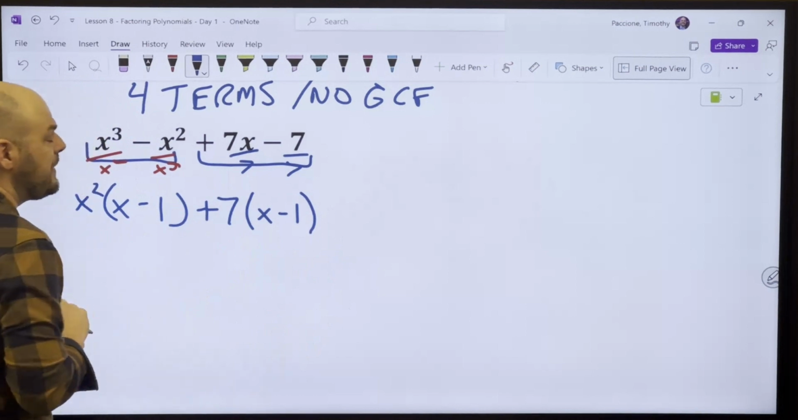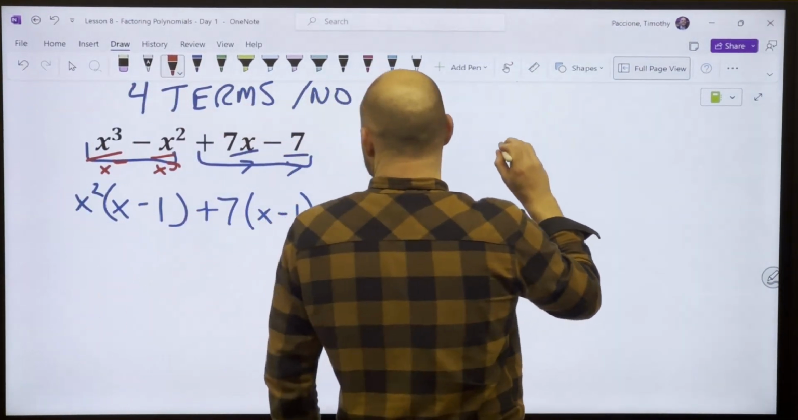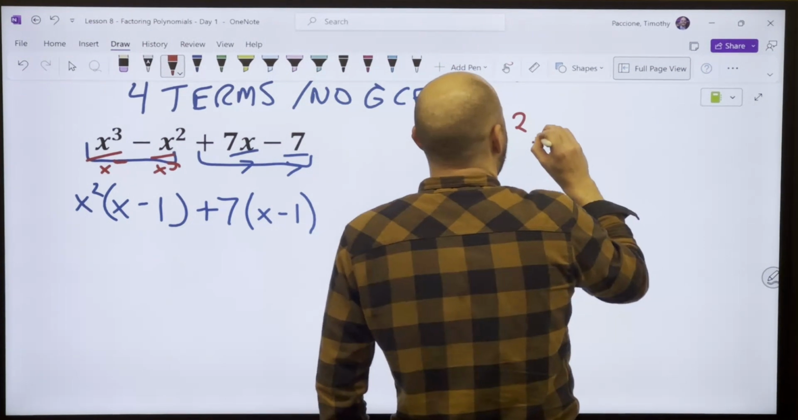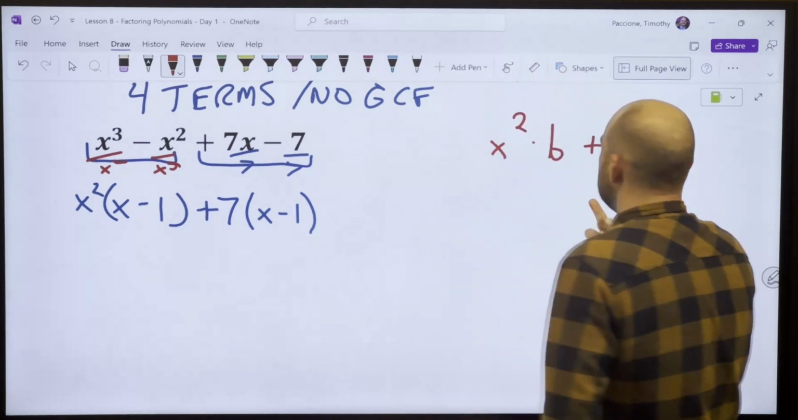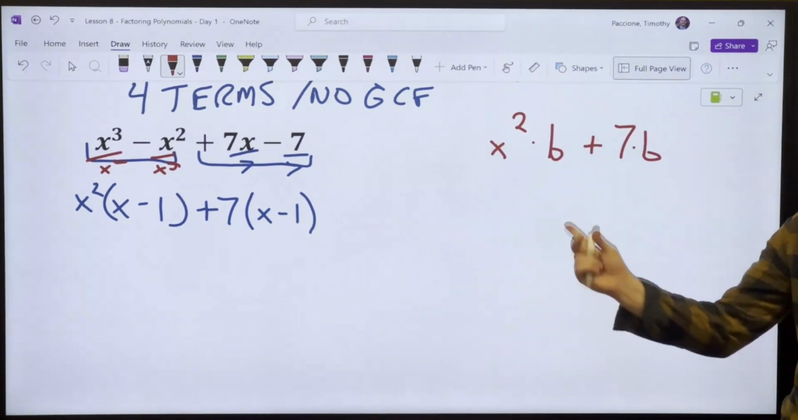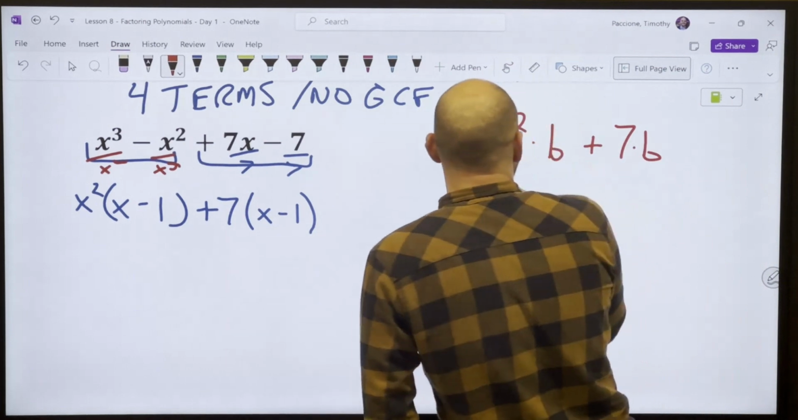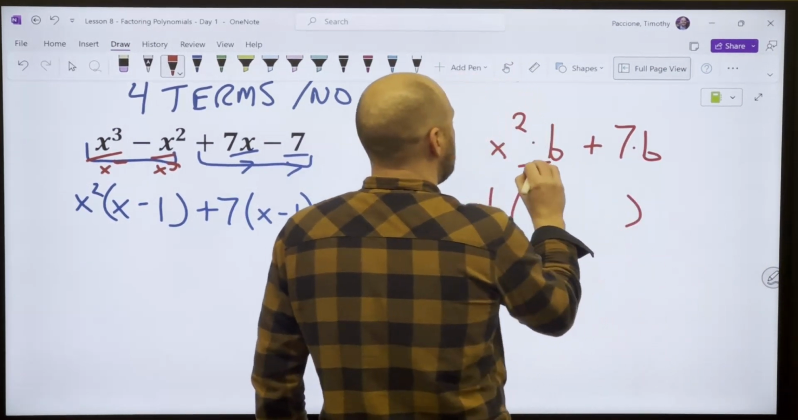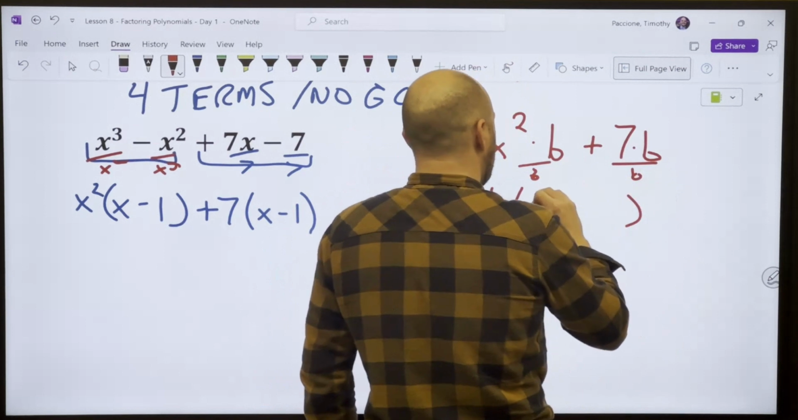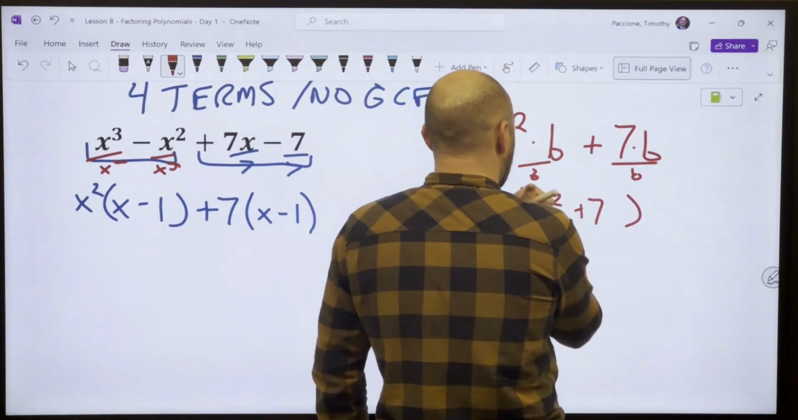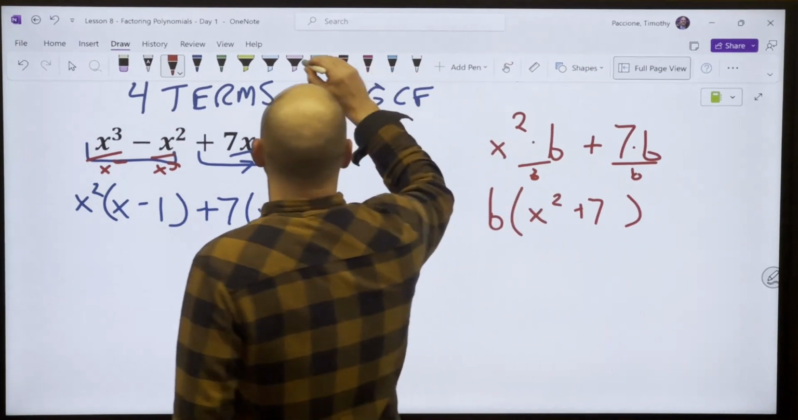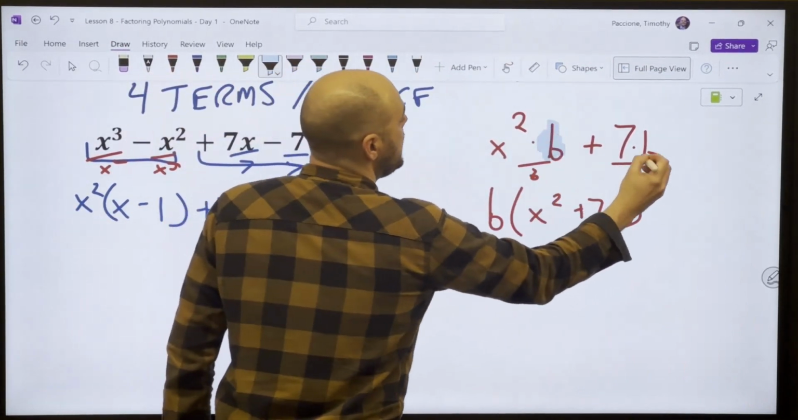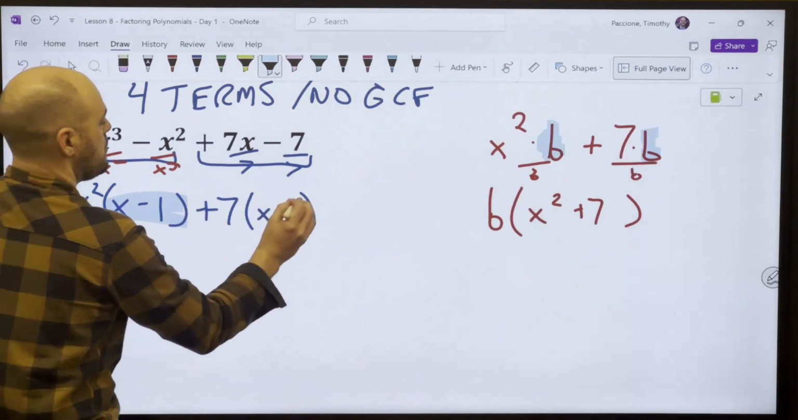Okay. Now this next step confuses people, so I'm going to take you to the side. If you have x squared times b, plus 7 times b, and I told you to GCF that, what could you GCF out of that? B. You would say b, and then you would divide this by b, and divide this by b, and you'd get x squared plus 7. Now, what if I told you that instead of b, it's x minus 1? Right? All I did was put a placeholder in for this.